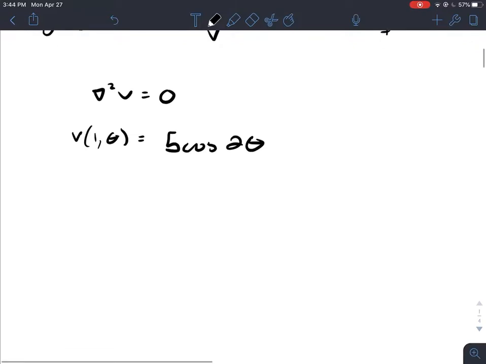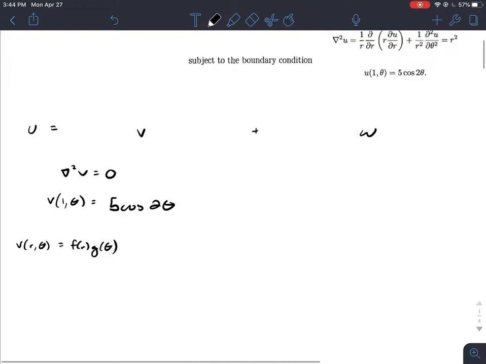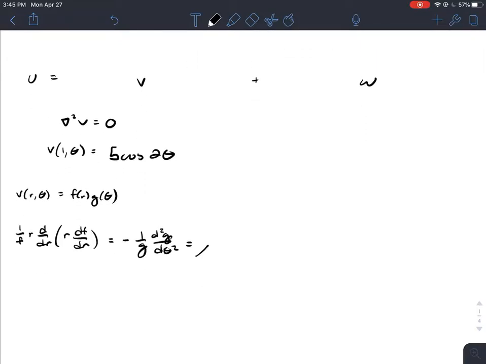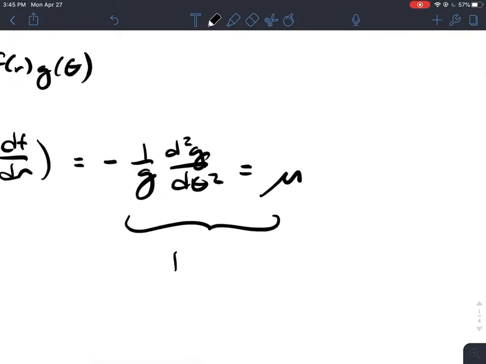The standard approach is to first define V as a product solution, f of r times g of theta, and then separate out the variables. Noticing the Laplacian in the top right-hand corner, I can plug in the Laplacian operator and move all the f terms to the left-hand side. So I'm multiplying both sides by r squared as well: (1/f) r d/dr (r df/dr) is equal to negative (1/g) d squared g over d theta squared. And this is equal to a separation constant mu, because on the right-hand side of this equation, we have periodicity conditions.